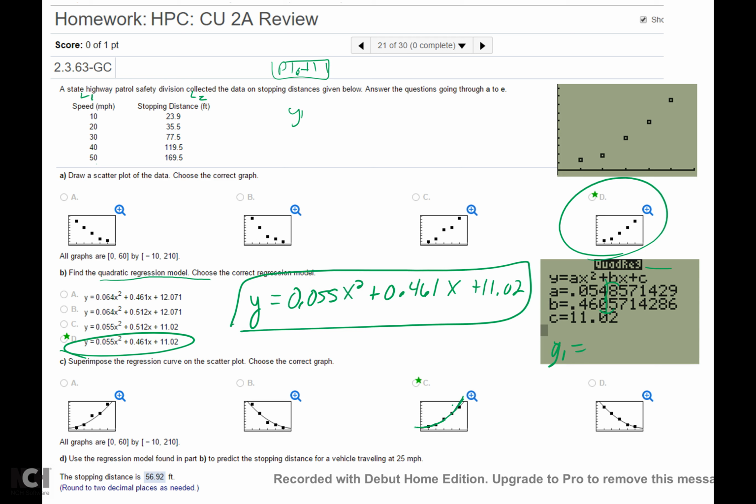Okay, and then it says use the regression model found in part B to predict the stopping distance for a vehicle traveling at 25 miles an hour. Well, your x was your speed, right? So we're going to change x to 25. So I'd have y equals 0.055 times 25 squared plus 0.461 times 25 plus 11.02. Type it in the calculator and you should get 56.92.